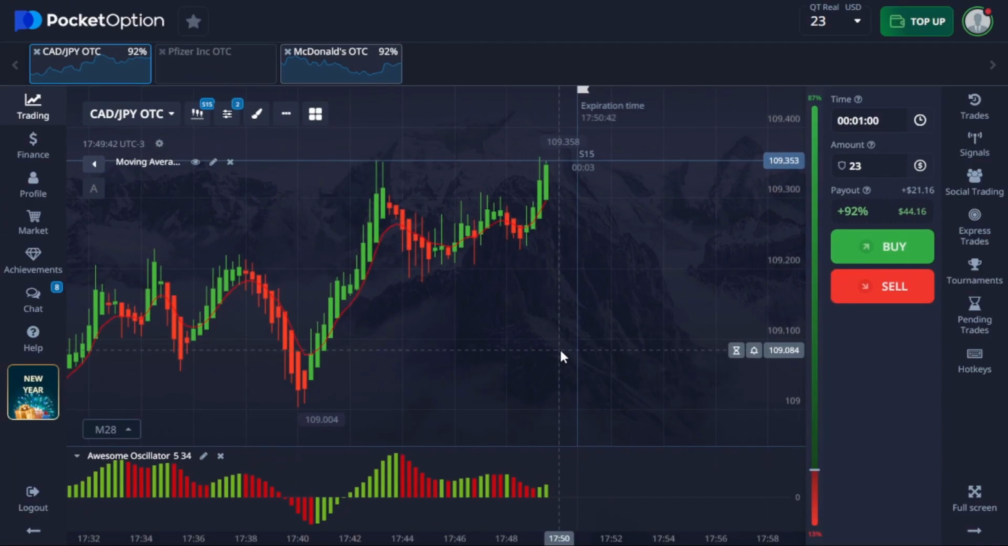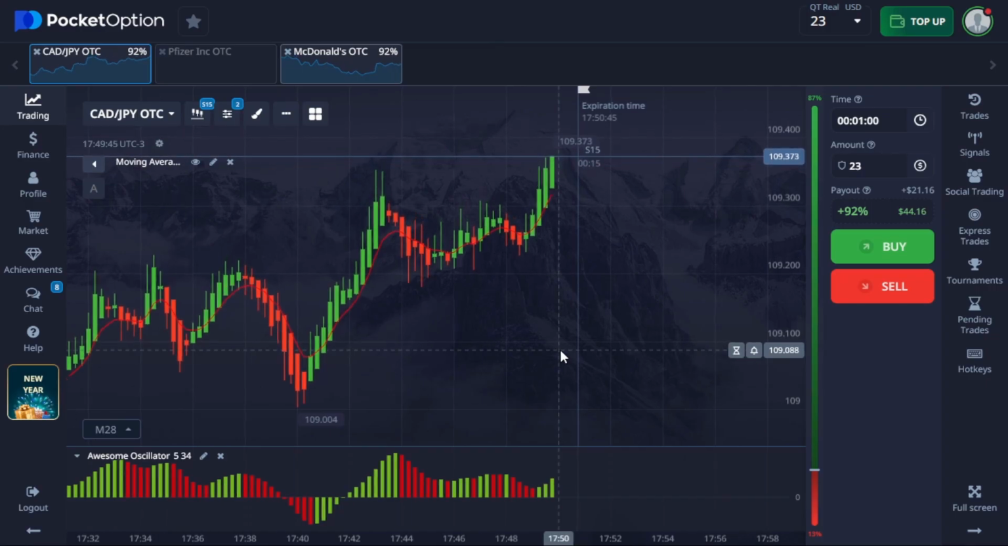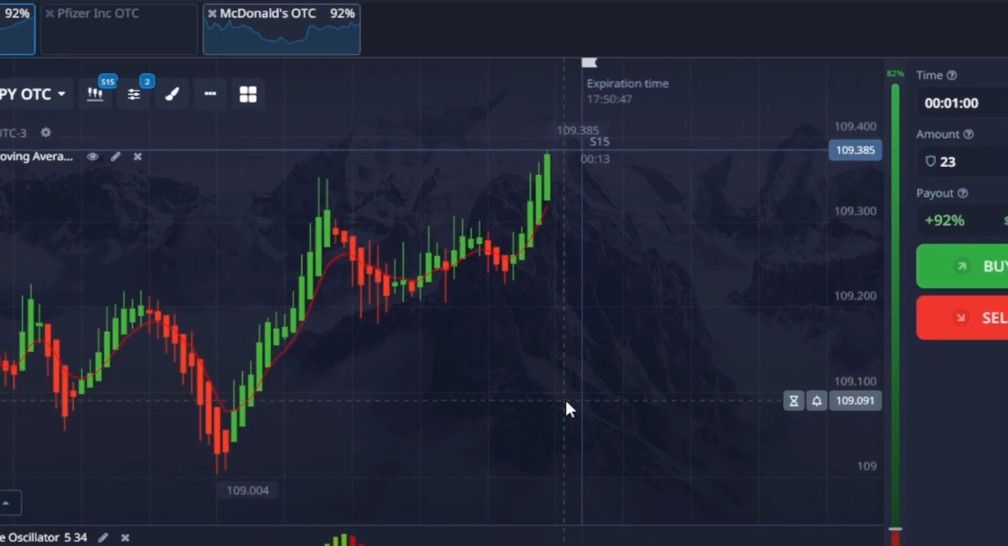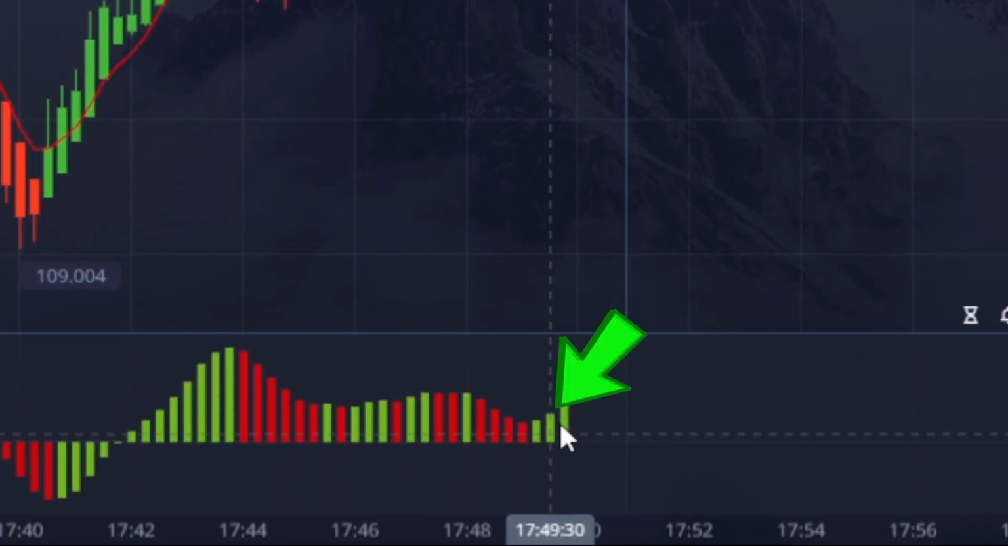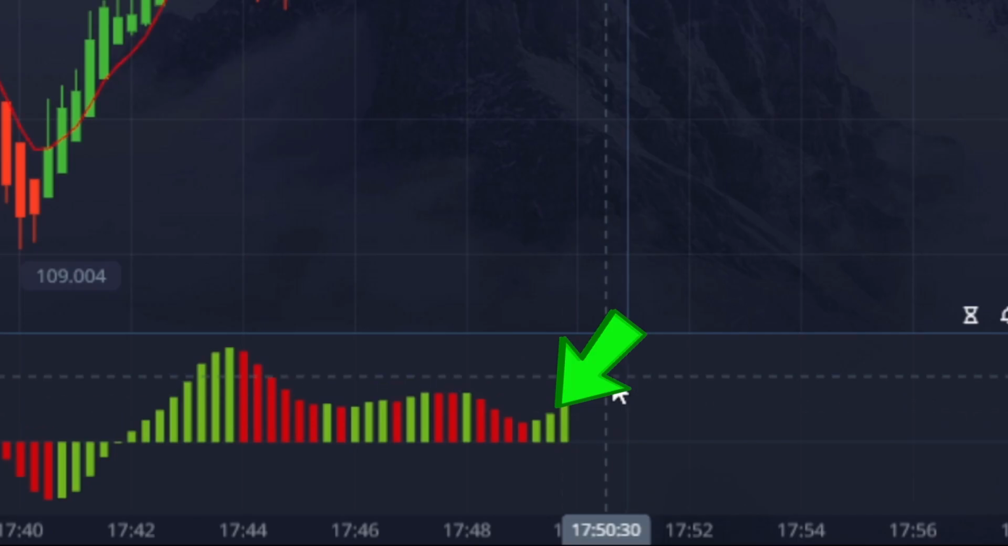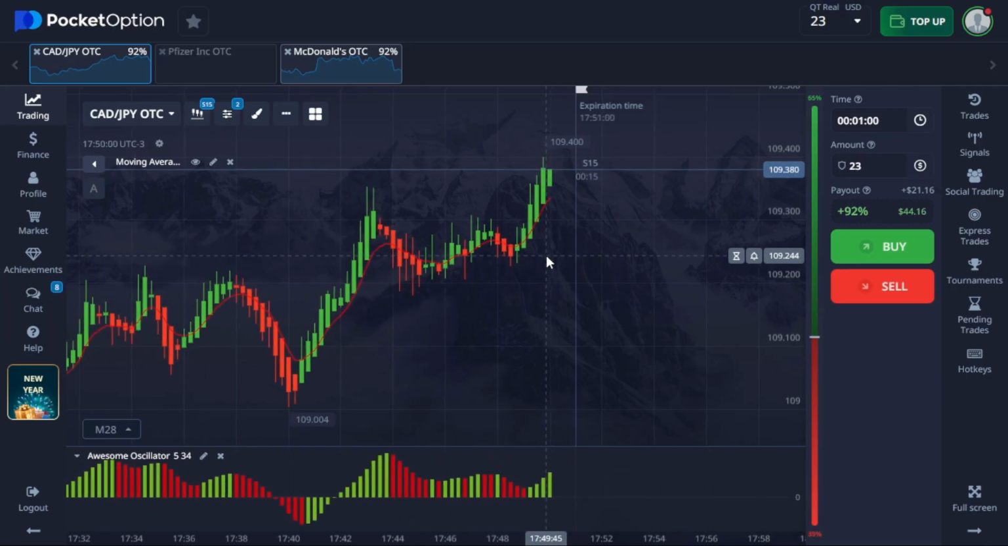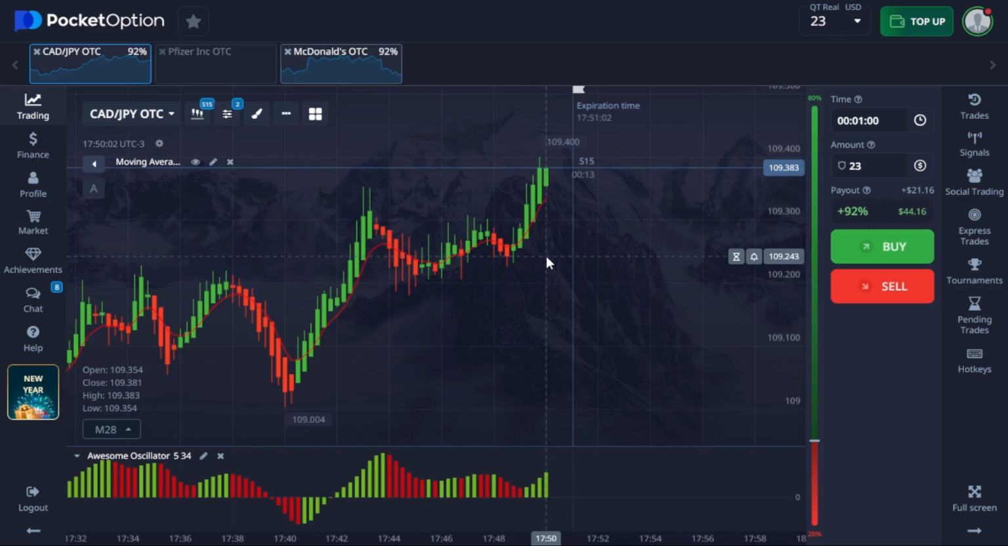How does this strategy work? It's simple. When two candles or one candle is above the average line and the awesome oscillator turns green, I enter a bullish position. Always trade in favor of the trend to avoid losses. Now that you know the basics, let's look for entries to see how it works.